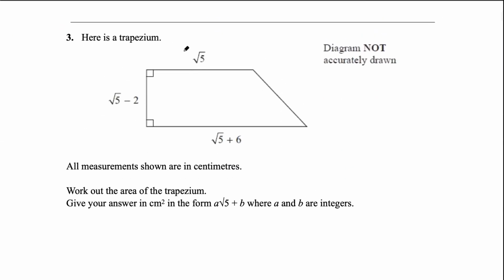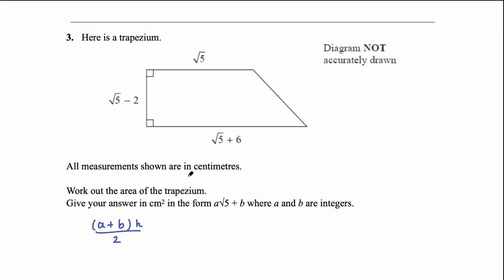Question 3 says, here is a trapezium. All measurements are shown in centimeters. Work out the area of the trapezium. Give your answer in centimeters squared in the form a root 5 plus b, where a and b are integers. Okay, so for this, we need to know the area of a trapezium formula, and that looks like this. So we have a plus b times the height, h, divided by 2. And a and b are the top and bottom sides of a trapezium. So for this trapezium here, root 5 would be a, root 5 plus 6 would be b.